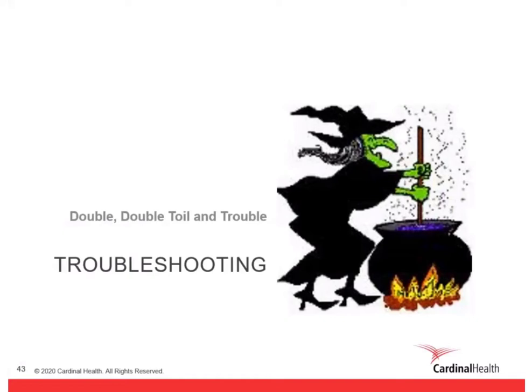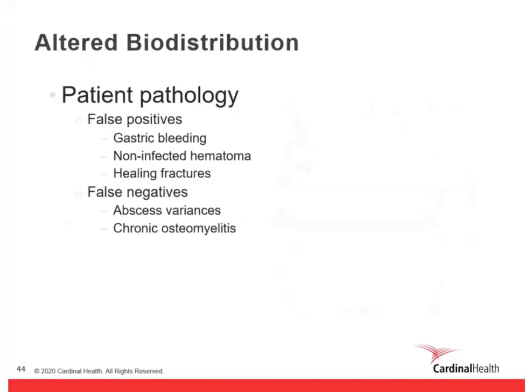So what happened? The outcome of the study is highly dependent on a lot of variables that may not even be related to the actual procedure. We're going to look at a few of these variables that may allow us to anticipate them and hopefully eliminate some of these problems before they become problems. So what are some things that are going to cause an altered biodistribution?